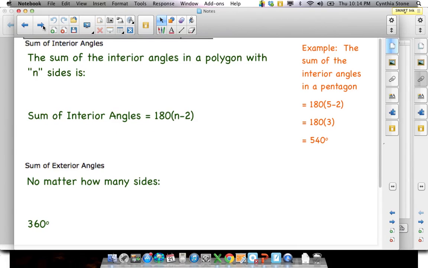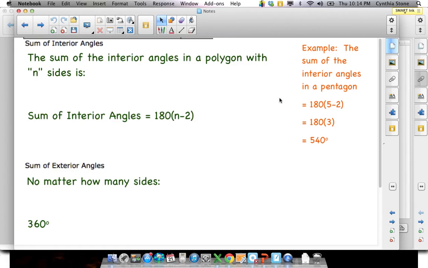Okay, so here's the rule. With interior angles, the inside angles on a polygon with any number of sides, and we'll use n to be general, n sides. The sum of the interior angles is always the same. You can always figure it out, no matter how many sides, by just subbing in for n. So the sum of the interior angles is 180 multiplied by, so I have no times sign, it's just because there's a bracket, multiplied by n minus 2.